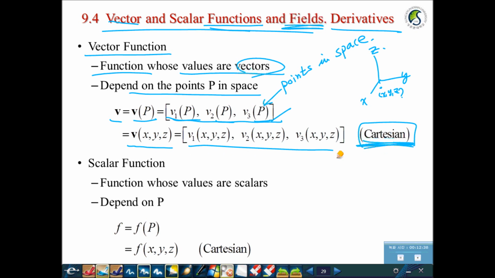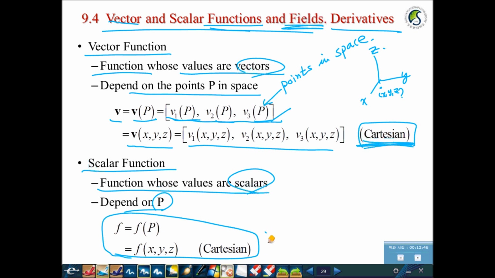That's a vector function. A scalar function is a function whose values are scalars, that depends on the location of P. This is the function that we used to do, right? And this is a vector function.